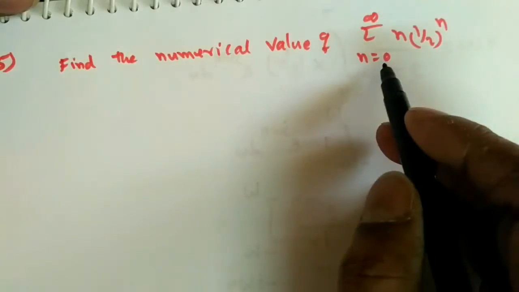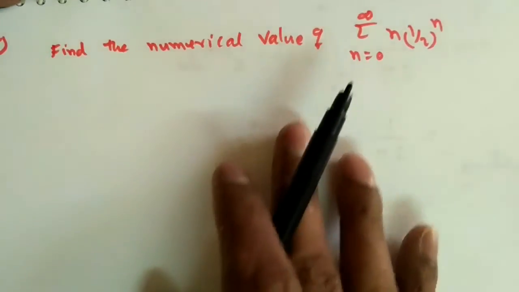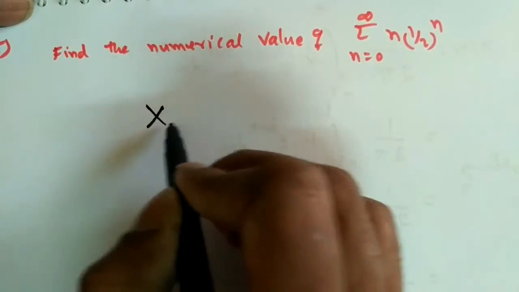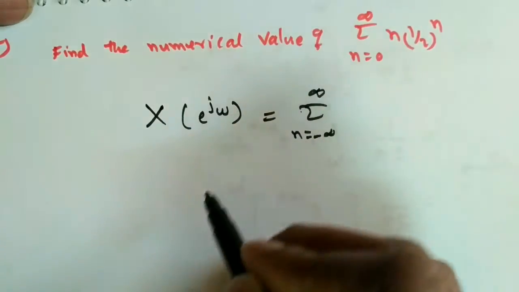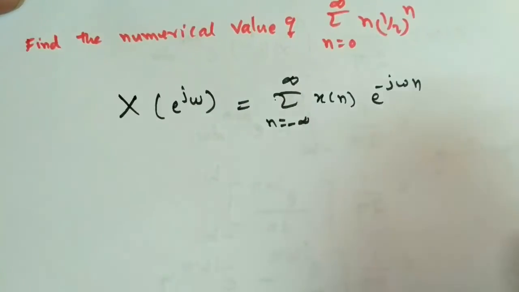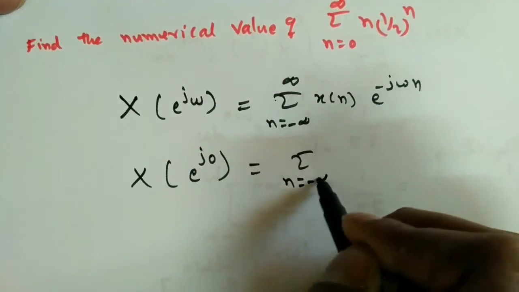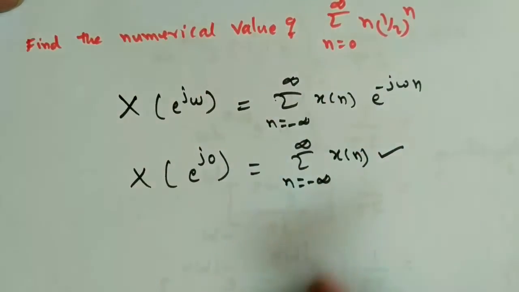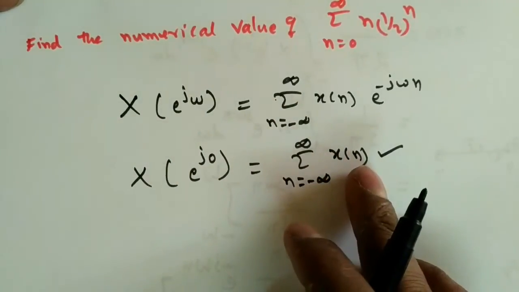Find the numerical value of sigma n equal to 0 to infinity n into (1 by 2) whole power n. Now I told you this type of problems you will get in the GATE exam. We know that x of e power j omega is equal to sigma n equal to minus infinity to infinity x of n e power minus j omega n. Now if I substitute e power j 0, omega equal to 0, it will become sigma n equal to minus infinity to infinity x of n. So what is this value? It's an average value, right? That is the DC value generally.